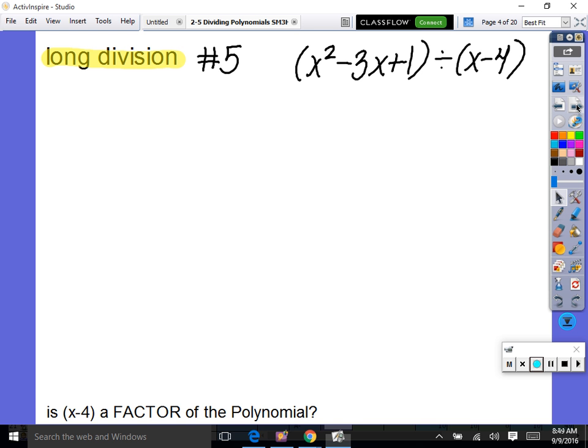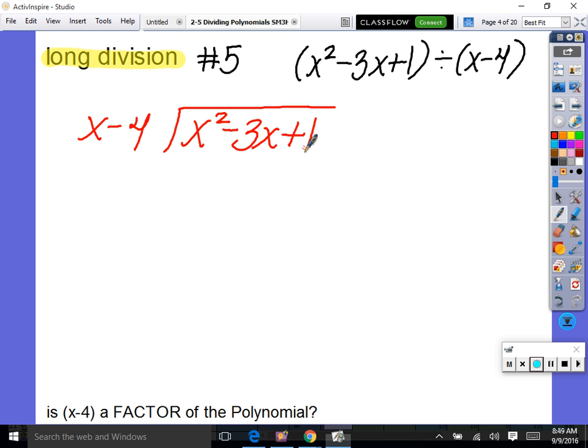Anyways, here we go. Number 5, it says take x squared minus 3x plus 1. We're going to divide it by x minus 4. So what we do, just learning the process, we go to the side. We set up x minus 4 on the outside of the house, I call it. So x minus 4, and then we're going to be dividing this polynomial, x squared minus 3x plus 1, by x minus 4. So with division of polynomials, you focus on the leading coefficients, that's it.